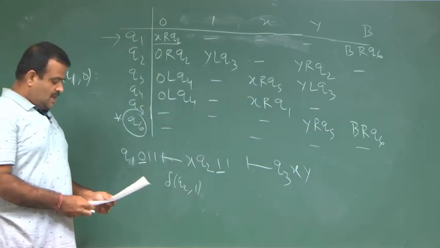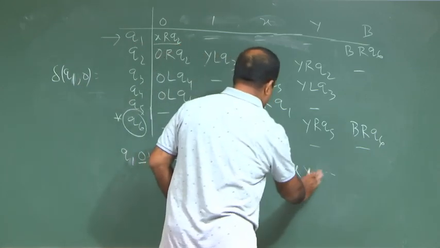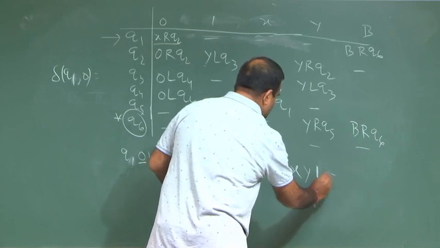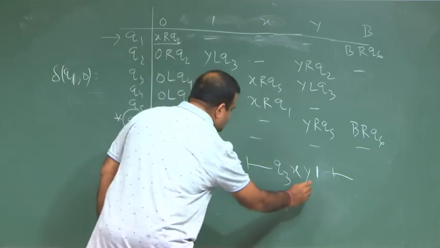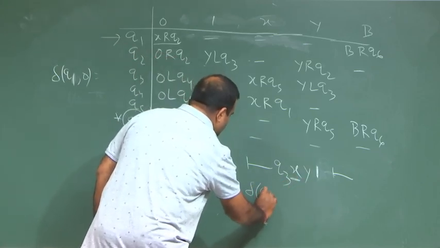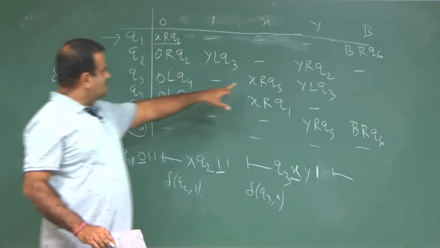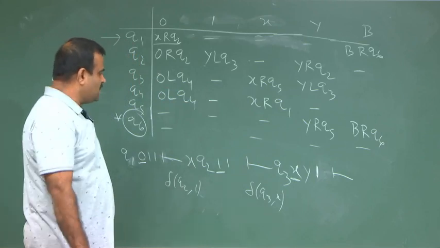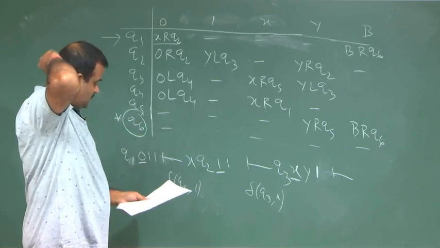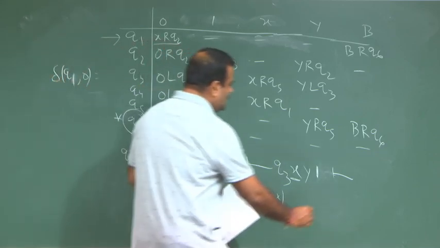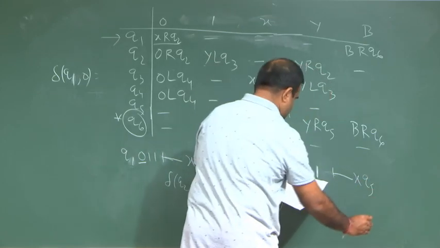Now, we have another 1 over here. So now this is the situation. Now where is it going? This is the symbol it is pointing to, so delta of q3 x. Again it is replacing x by x, going to the right, and changing the state to q5. So this is basically x q5 y 1.